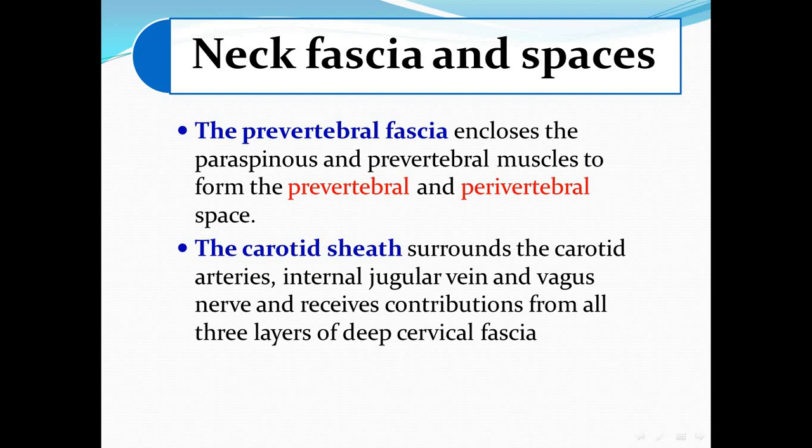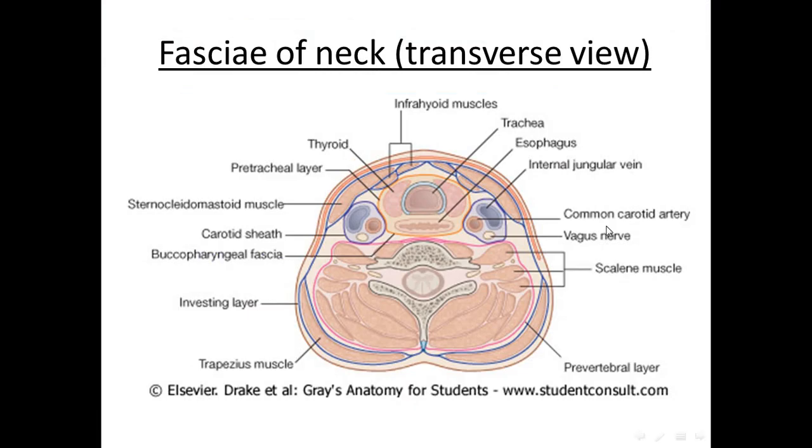It includes the structures that are surrounding the vertebral body. So the paraspinous muscles, the vertebral bodies, the spinal cord, the vertebral arteries, and so on. Then the carotid sheath, from the name it has the carotid, but we know within this space there are also other important structures, including the internal jugular vein and vagus nerve. So this is an illustration for these fasciae of the neck.